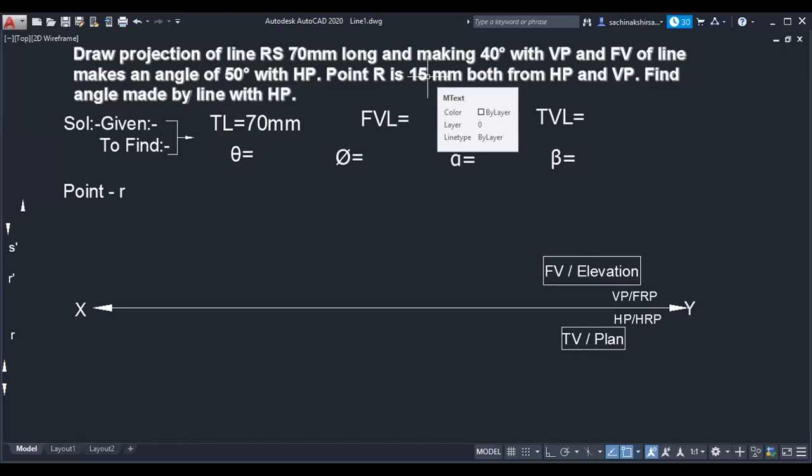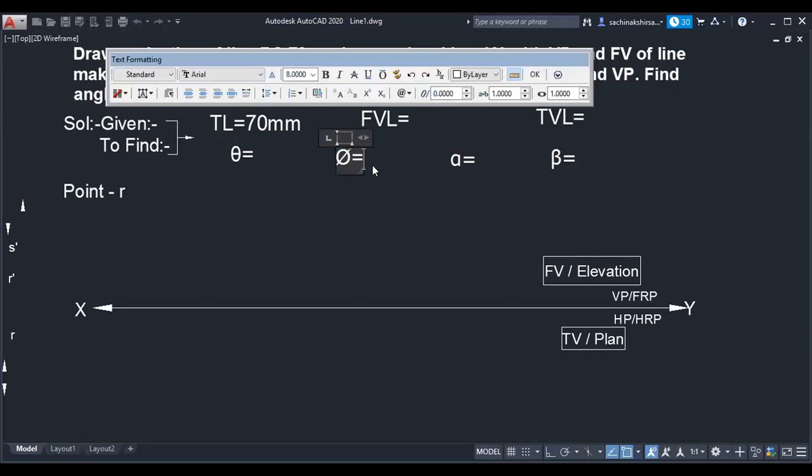With VP, inclination of true length is given. If the inclination of front view length or top view length were given, the words would clearly mention it: front view is making this much angle, top view is making this much angle. If these words are not there, it means it is an inclination of true length. So this 40-degree is a true inclination, and it is with VP. Is it theta or phi? Phi, because theta is the notation given for inclination with HP. So I will write here 40 degree. Phi is given.